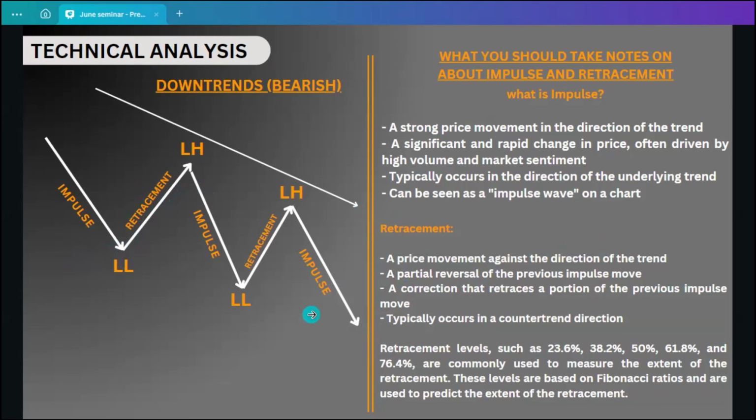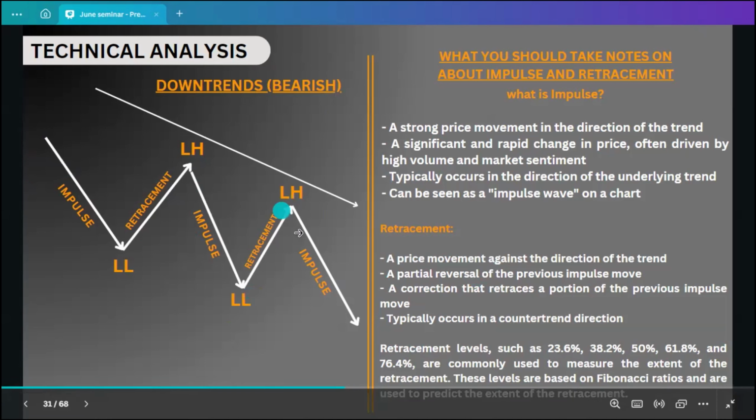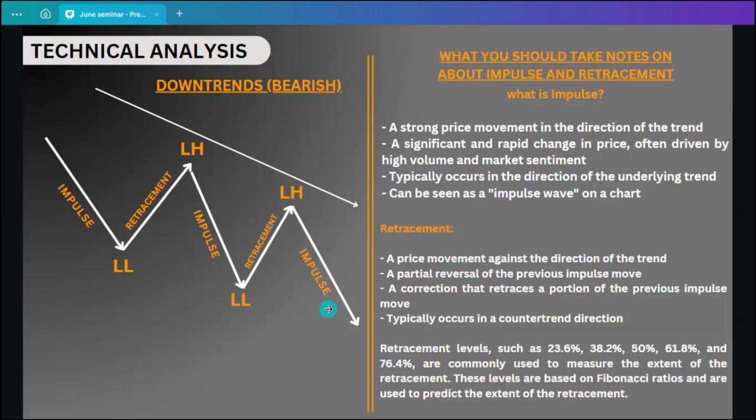Now, a retracement is a partial reversal of the previous impulsive move. It's an impulsive move, then it moves back half of it, a partial, not always fully. So price retraces to this level and dips, retraces to a partial level and dips again. It's also a correction that retraces a portion of the previous impulsive move.